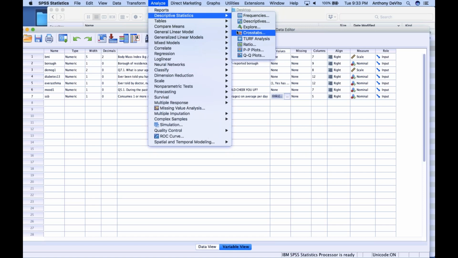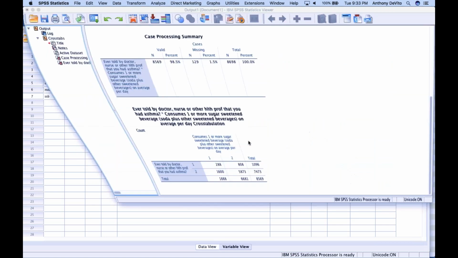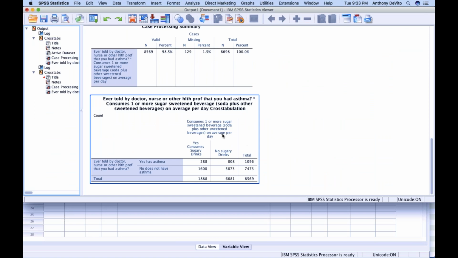Analyze, descriptive statistics, crosstabs, and I'm going to repeat this analysis and see what I wind up with. Well, this time it's more obvious. Yes, consumes sugary drinks. No sugary drinks. Has asthma. How many people have asthma and consume sugary drinks? Out of 8,288. How many have asthma and don't consume sugary drinks? 808. And among people that don't have asthma, it's 1,600 versus 5,800. Well, let's see if people who consume sugary drinks have some association with having asthma.